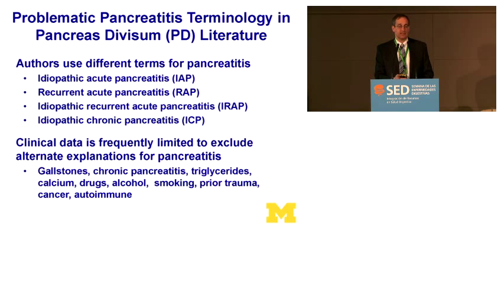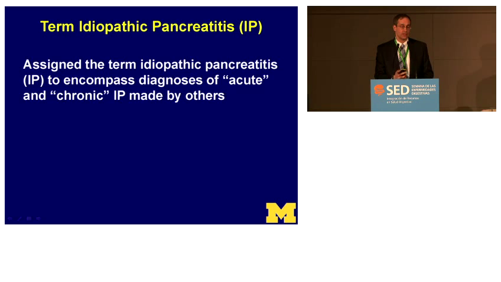A problem in the literature is that authors use a variety of different terms for pancreatitis. I list 4 here. Another problem is that clinical data is frequently limited to exclude other causes or other explanations for pancreatitis, and I list a number here as well. We previously assigned the term idiopathic pancreatitis to encompass diagnoses of acute and chronic pancreatitis made by others.